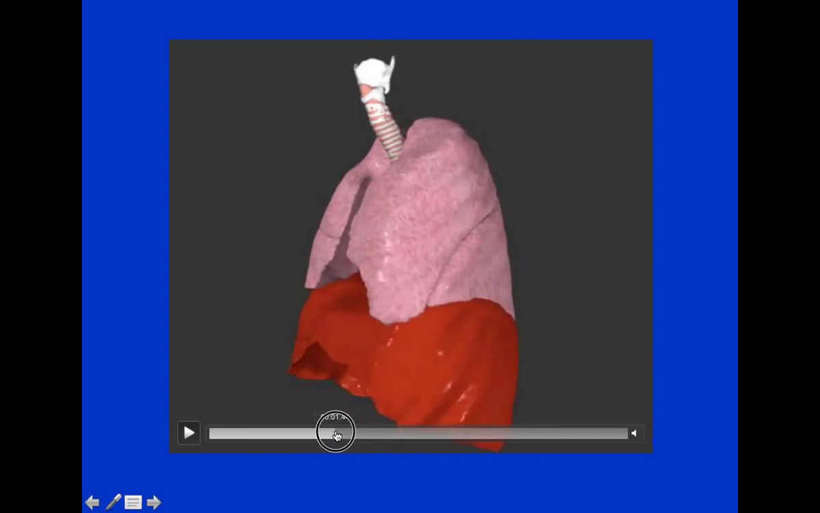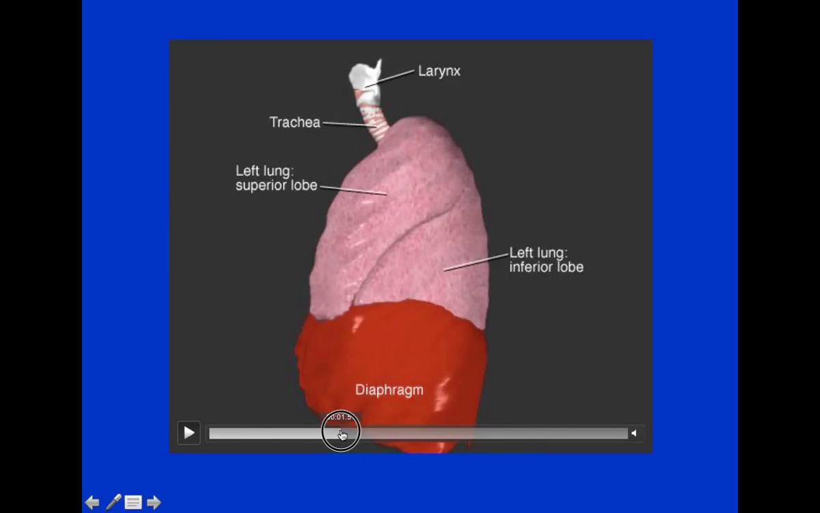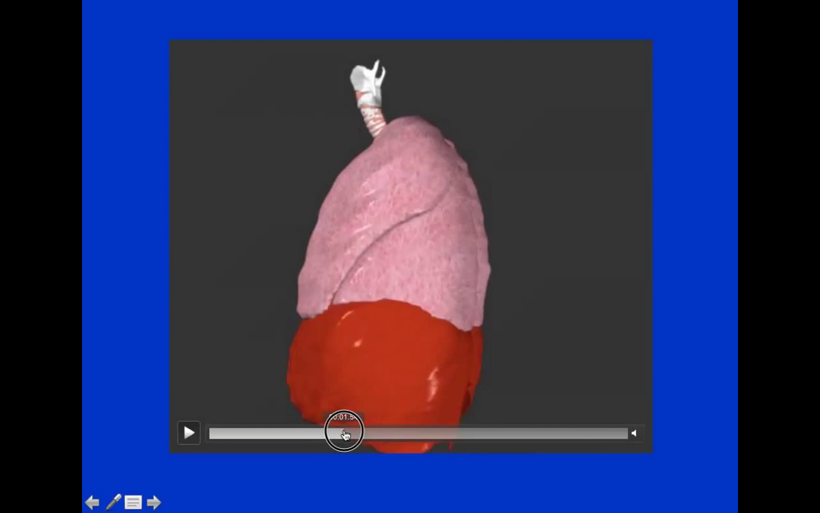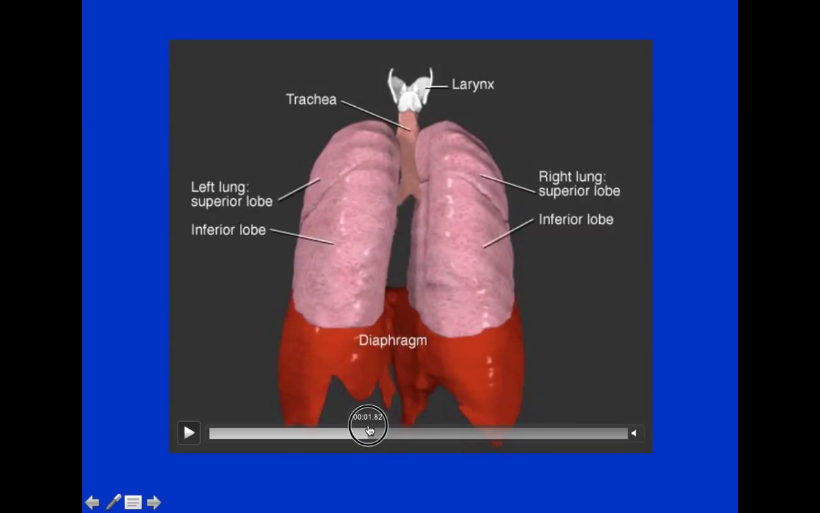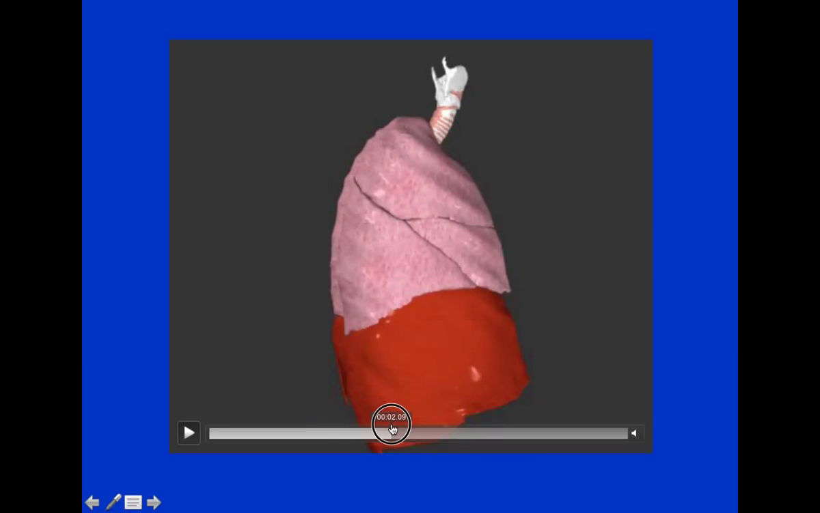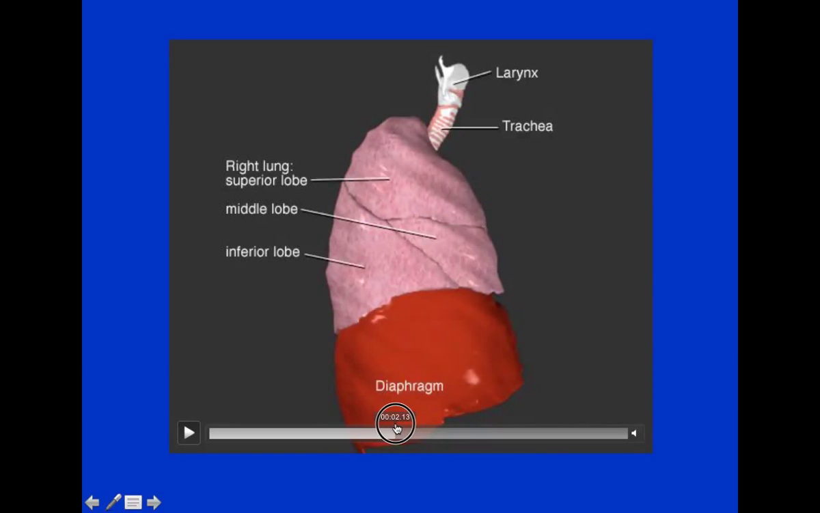As it continues to go around, again, you can see the lobes on the left, the inferior and the superior. And then the superior and inferior on the right. I think they label it again, yes. The superior, middle, and inferior on the right.